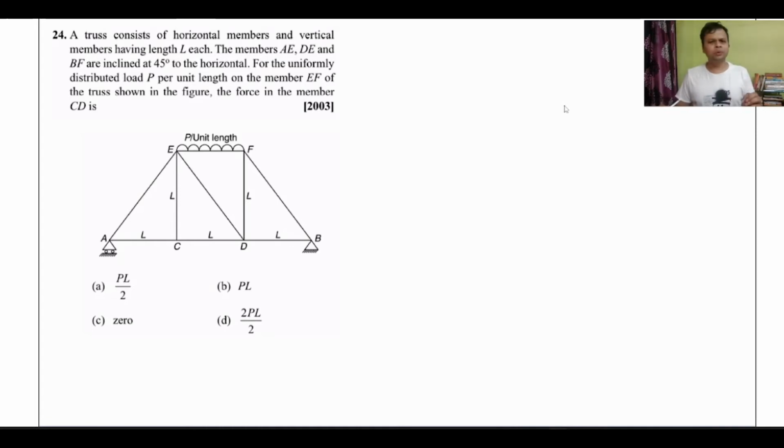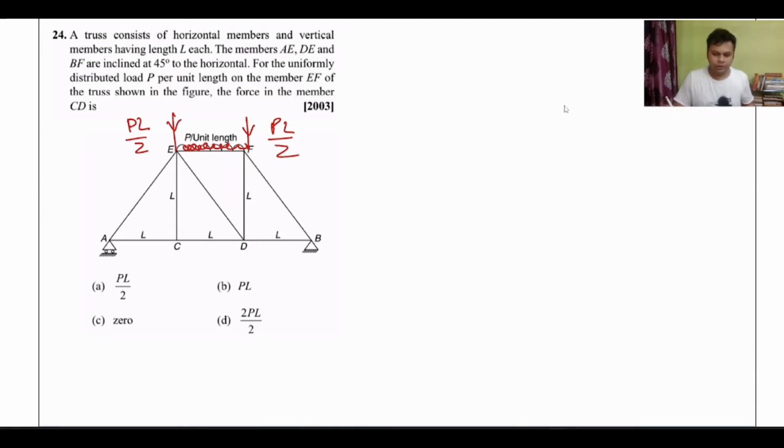GATE always gives you the question. It might seem difficult, confusing, tricky, but it is definitely solvable. It is within your syllabus. So yeah, some questions might come that way, but it is not out of syllabus. So I can convert this UDL into 2 point forces. Yes or no? PL by 2, PL by 2. Now proceed with your answer. So you'll get this same answer.